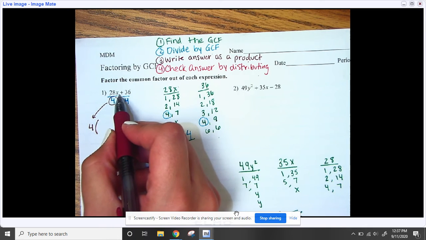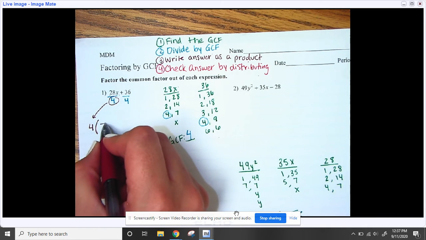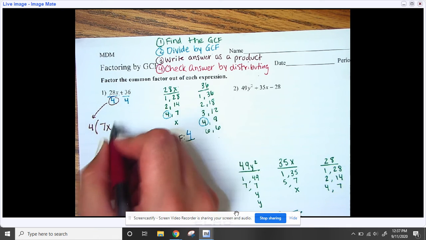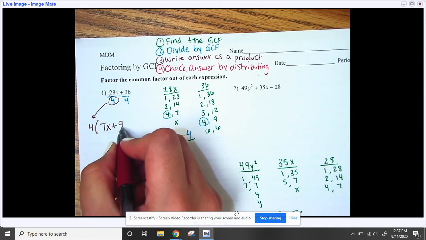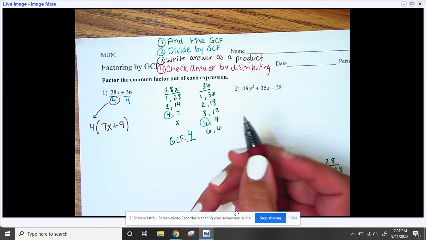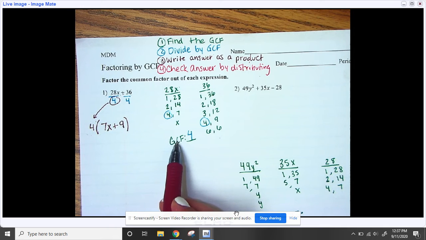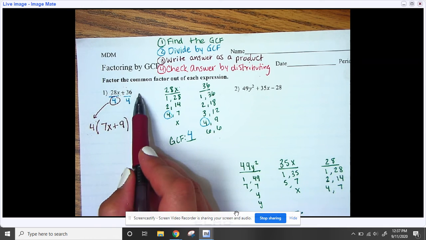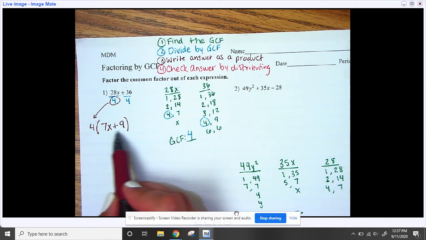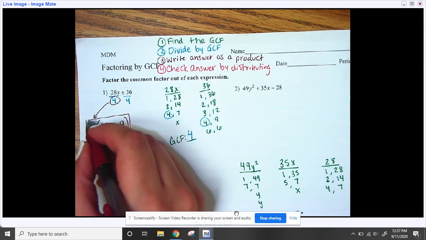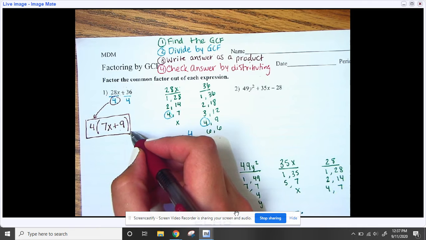So 28x divided by 4 would give me 7x. And positive 36 divided by 4 would give me positive 9. Close the parentheses. So again, it's GCF on the outside that you got from here. And then after you divided, whatever that was goes in the parentheses. This is your answer. So you should choose your answer from the multiple choice list based on this.